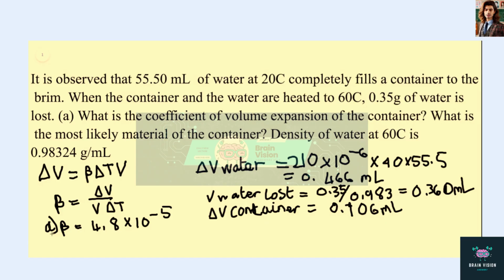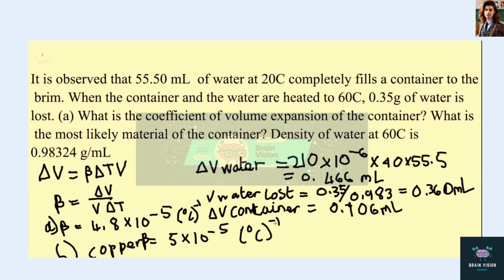So that's part A, and part B, copper equals 5 times 10 to the minus 5, and this should have units degrees C to the minus 1. Yeah, copper, beta value, degrees C to the -1. And that's your answer.